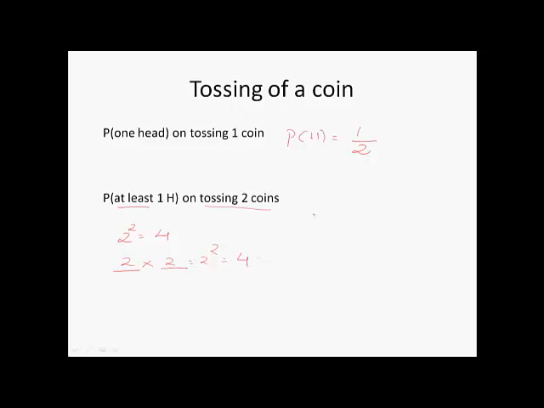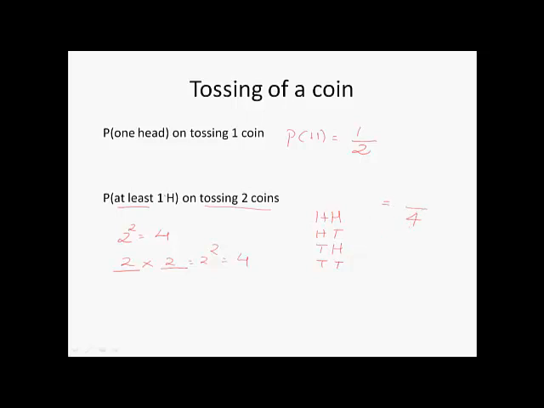Now what are these 4 possibilities? Either we can have both the coins showing heads, or the first one shows a head and the second shows a tail, or the first shows a tail and the second shows a head, or both of these events show tails. So the probability of this has the denominator value 4.